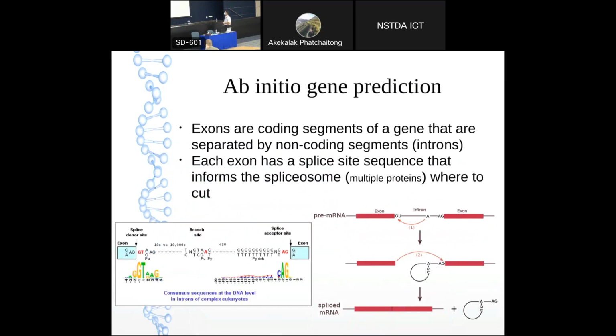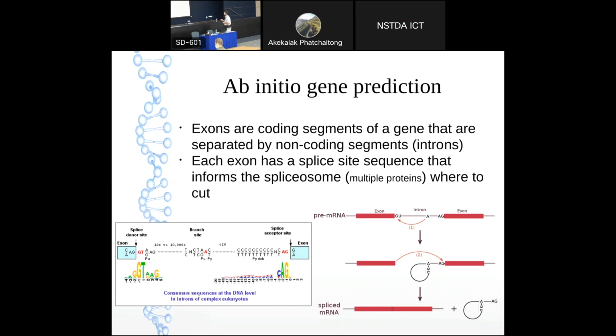Okay, so exons are coding segments of a gene that are separated by non-coding segments, which are introns. Each exon has a splice site. You can see here, it's usually AG followed by a GT. Then roughly 10 to 10,000 base pairs away, we have a branch site. And at the start of the next exon, we have the splice acceptor site. So that's an AG in the intron, and then a G or an A in the exon.